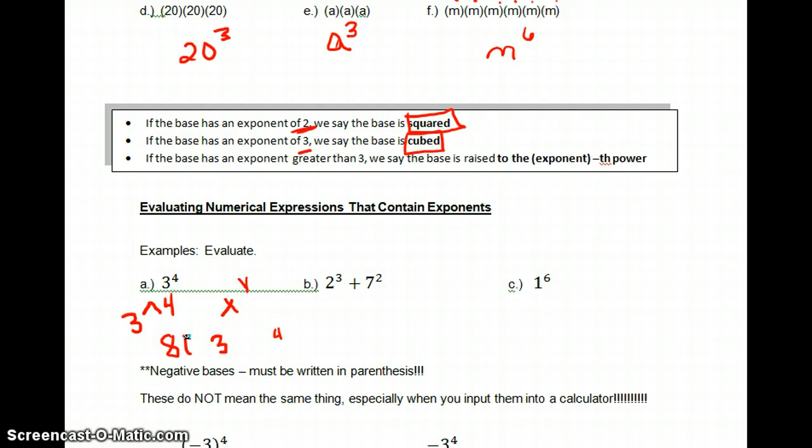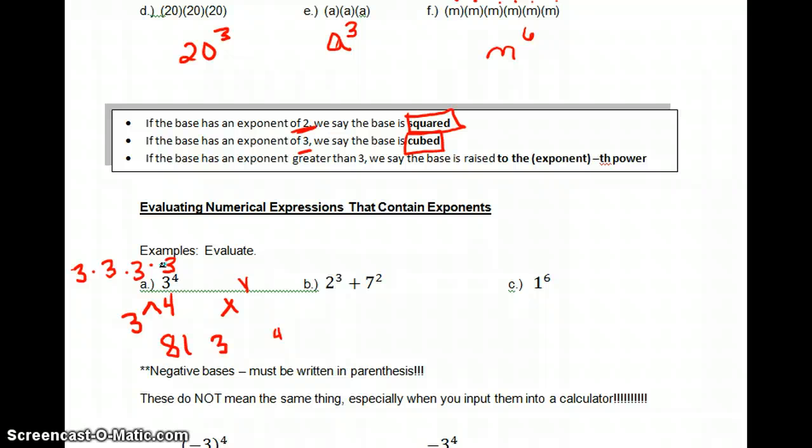Please keep in mind that 3 to the 4th power does not mean 3 times 4. Do not do that math. That is not what an exponent means. That means that we are doing 3 times 3 times 3 times 3. You are multiplying 3 by itself 4 times.